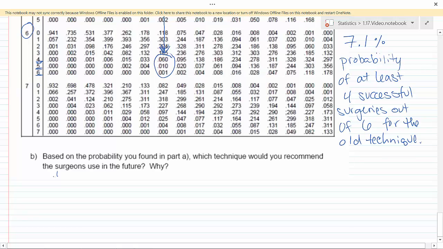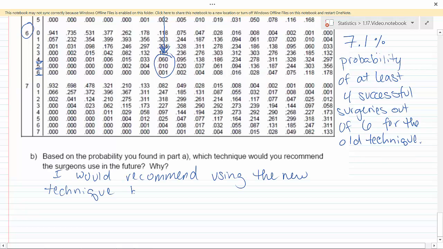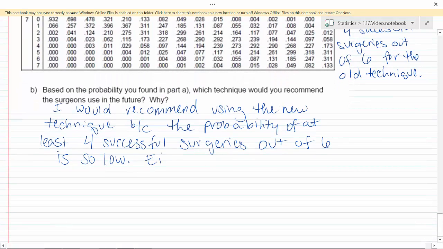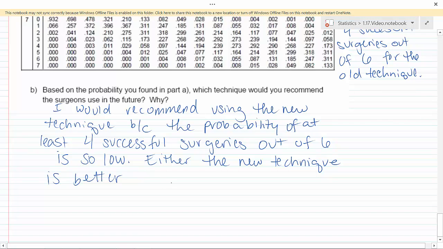So I would recommend using the new technique because the probability of at least 4 successful surgeries under the old technique is so low. And that's 4 successful surgeries out of 6. And again, either the new technique is better or something unusual happened. Either way, it's worth investigating further.